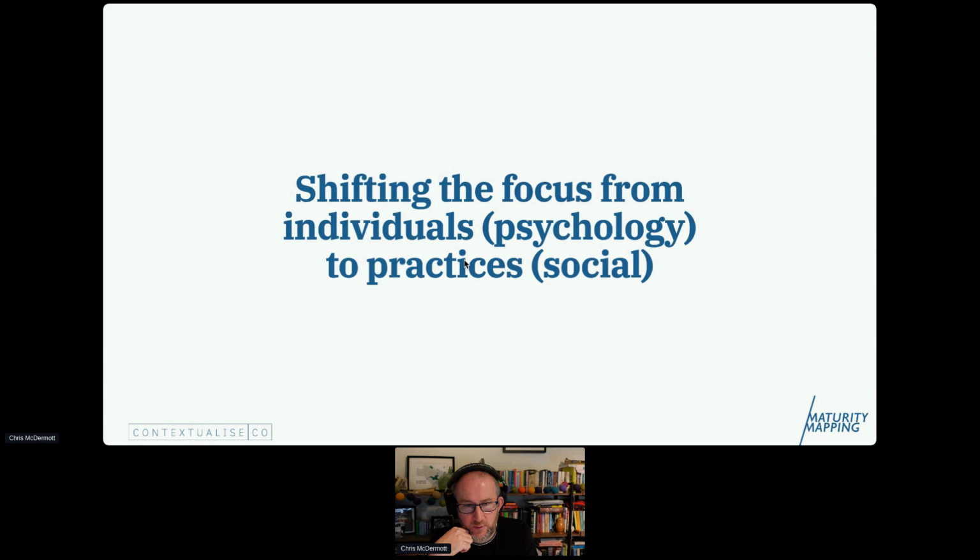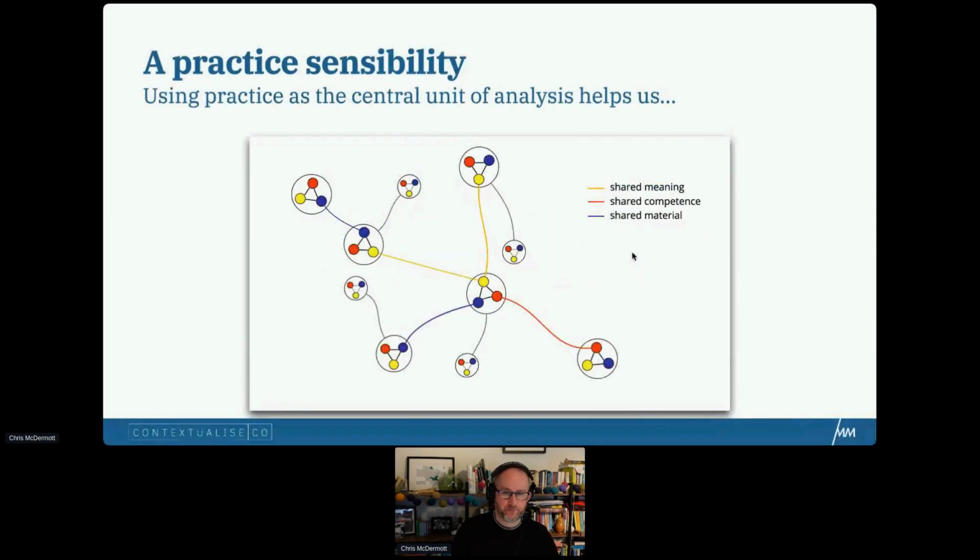Bruno Latour would say work is a site of practice, and workers are then seen as practitioners. So again, just to repeat, a practice sensibility, using practice as a central unit of analysis, lets us know it's not just about things like your mindset or the tools at your disposal or people and process. It's about the complex dance of interrelated meanings, materials and competencies.